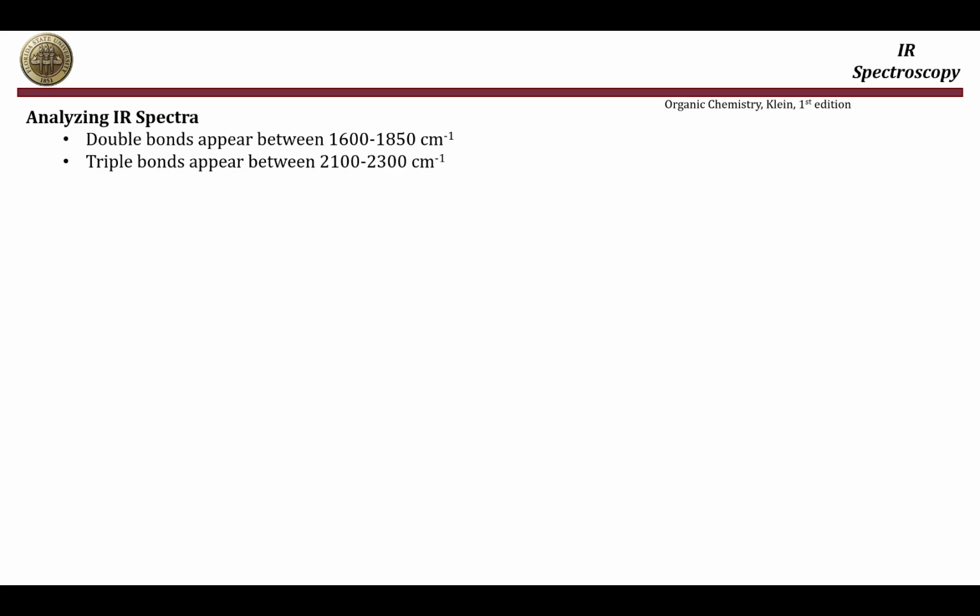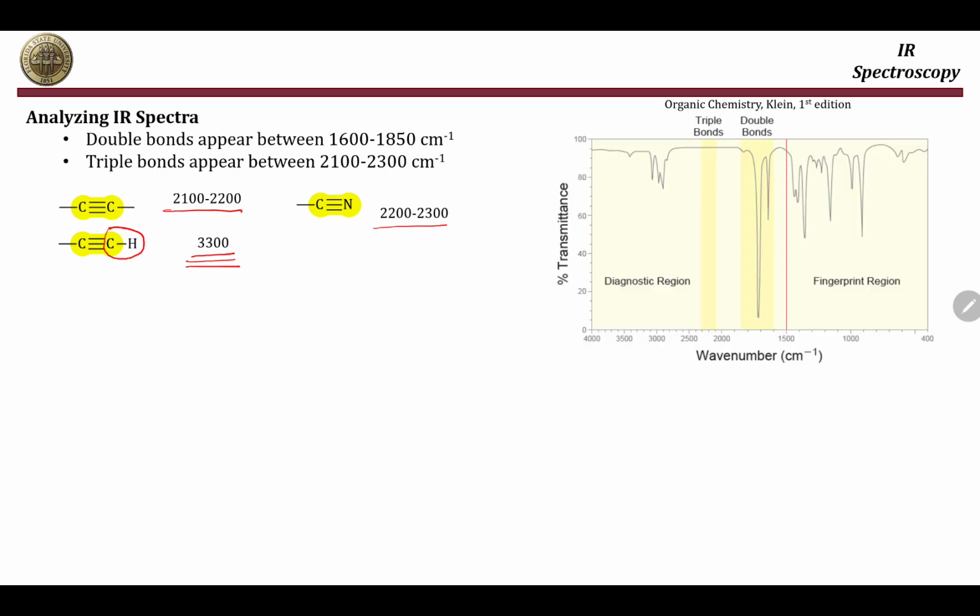So the double bonds will appear between 1600 and 1850, and now the triple bonds will appear between 2100 and 2300. If you have a carbon-carbon triple bond, it will be between 2100 and 2200. If you have a carbon-nitrogen triple bond, it will be between 2200 and 2300. And if we have a carbon triple bond with a hydrogen, as you will see, it will appear as a small peak at 3300.